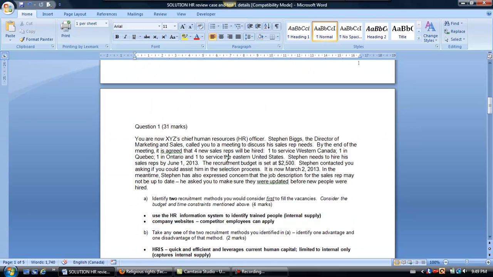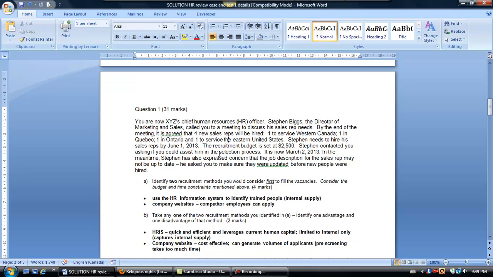So the first question here related to the case is worth 31 marks, and again, this is just a sample of the marking scheme. All right, so you can get an idea of the way we can give you a little bit of information and then break up the case into some subsections so that you have something to respond to.